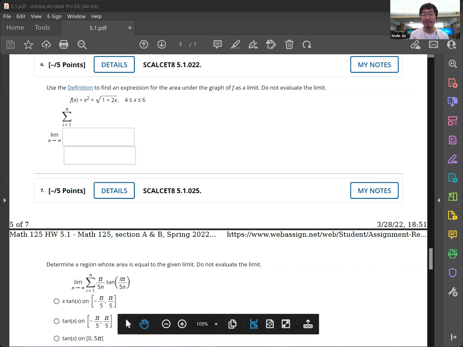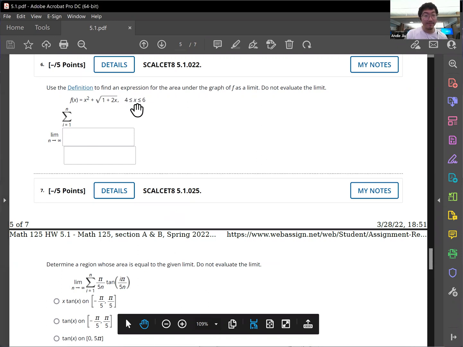And you want to form two things. xi is going to be a plus i times delta x, where delta x is the width, and a is the lower bound of the interval.